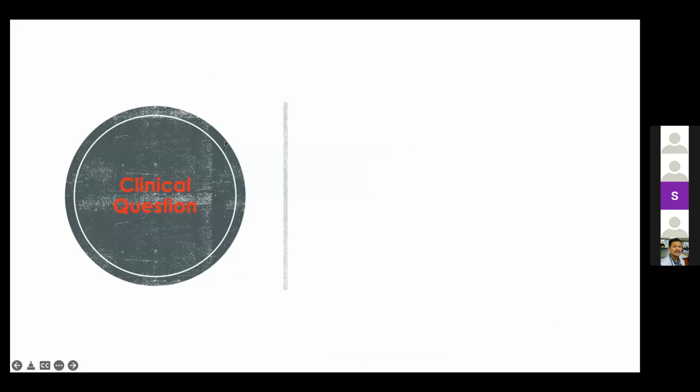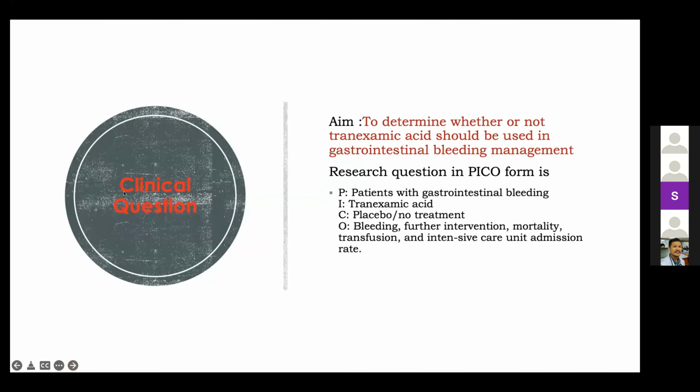So they have made a clinical question. The aim of this paper was to determine whether or not tranexamic acid should be used in gastrointestinal bleeding management. They framed the question in PICO form, as you know: P stands for patients or population, I for intervention, C for comparison between the drug and the placebo, and O for the outcome. The population was patients presenting with gastrointestinal bleed.